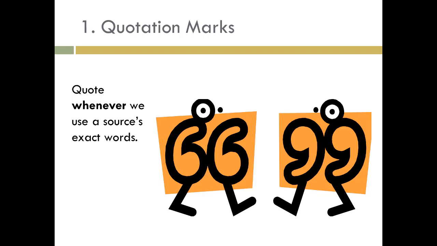This is number one. Quote whenever you use a source's exact words. If you did not write the words, stick quotation marks around them. It doesn't matter where you found the words. For instance, if you get a dictionary definition and you include that in your essay, you did not write the dictionary. Those words are not yours. Put quotation marks around them.